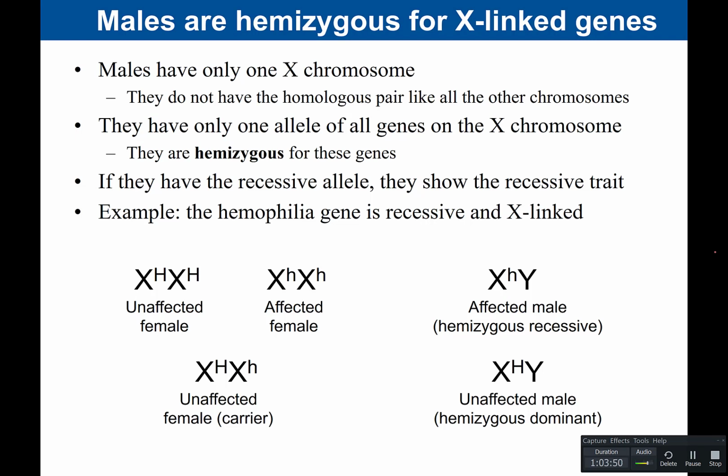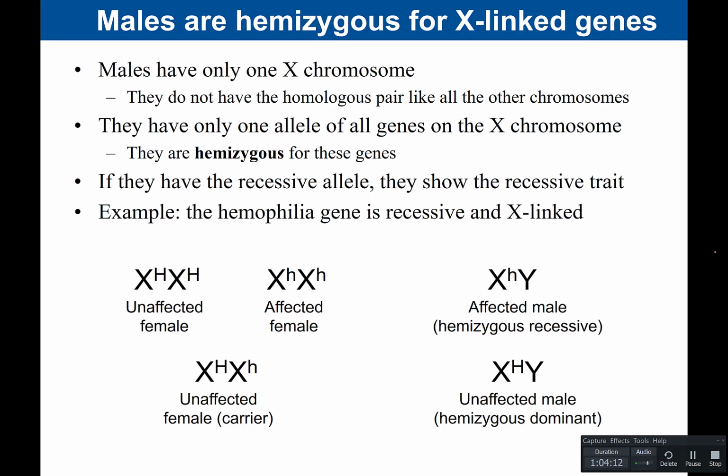So now let's think about where those alleles come from. If you have a male and the male has hemophilia, who did he get that trait from? Was that trait inherited from mom or dad? So think about that, pause if you need to, and then push play when you're ready.